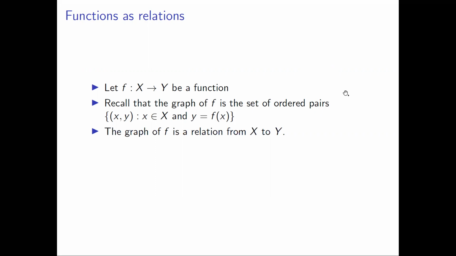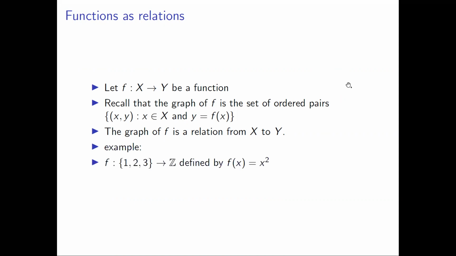And I claim that this graph is a relation from X to Y. And that's because it's just a subset of ordered pairs of the Cartesian product of X with Y. And that's because little x is an element of big X and little y is an element of big Y. And that's because f(x) is an element of big Y, because big Y is the codomain of f.